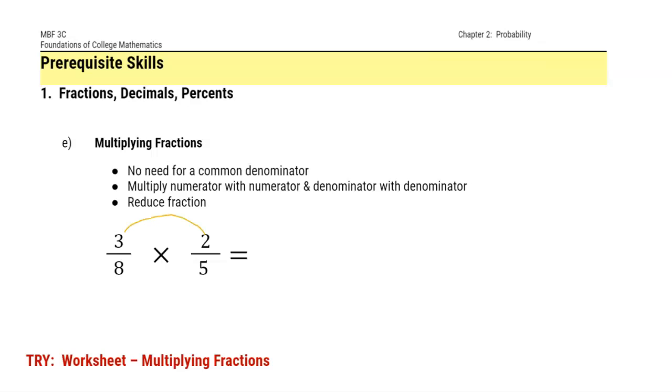So when I look at this problem, I can see that I'm going to multiply my numerator with my numerator, and that's going to give me 6. And then I'm going to multiply my denominator with my denominator, and that's going to give me 40.